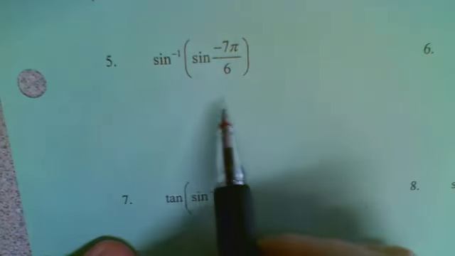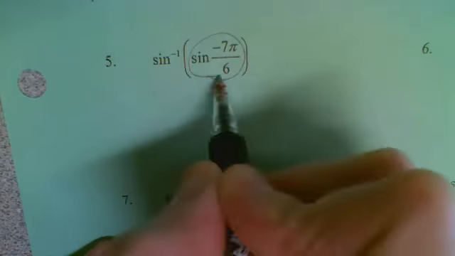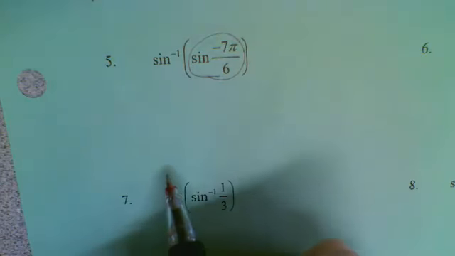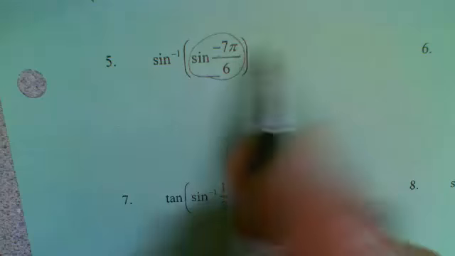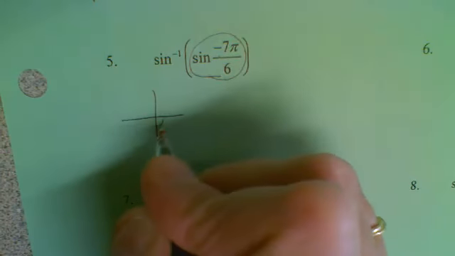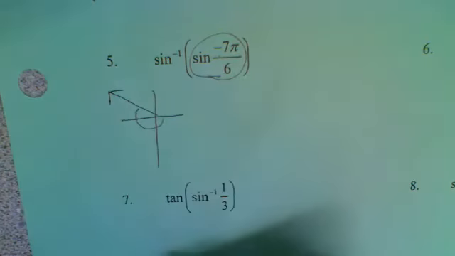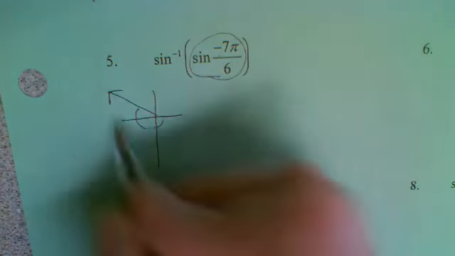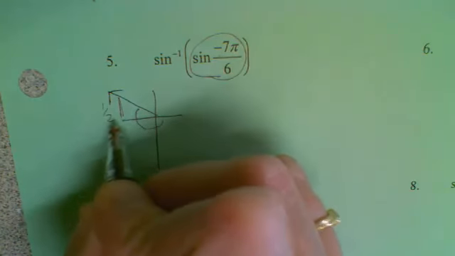This one's a little bit different. You've got to be careful. First, it asks you what's the sine of negative 7 pi over 6. So now they give you the angle. So let's draw negative 7 pi over 6. Over this way, it's a negative angle. So the sine of that angle will be 1/2.